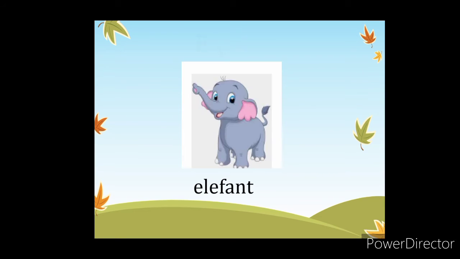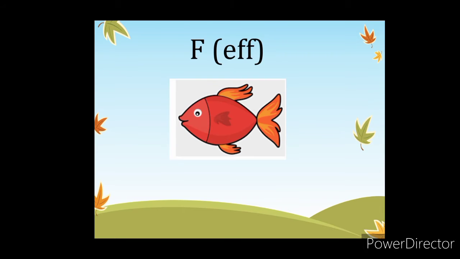Letter E sounds A, Elefant. Elefant means elephant. Letter F sounds same as in English, F, Fisch, fish.